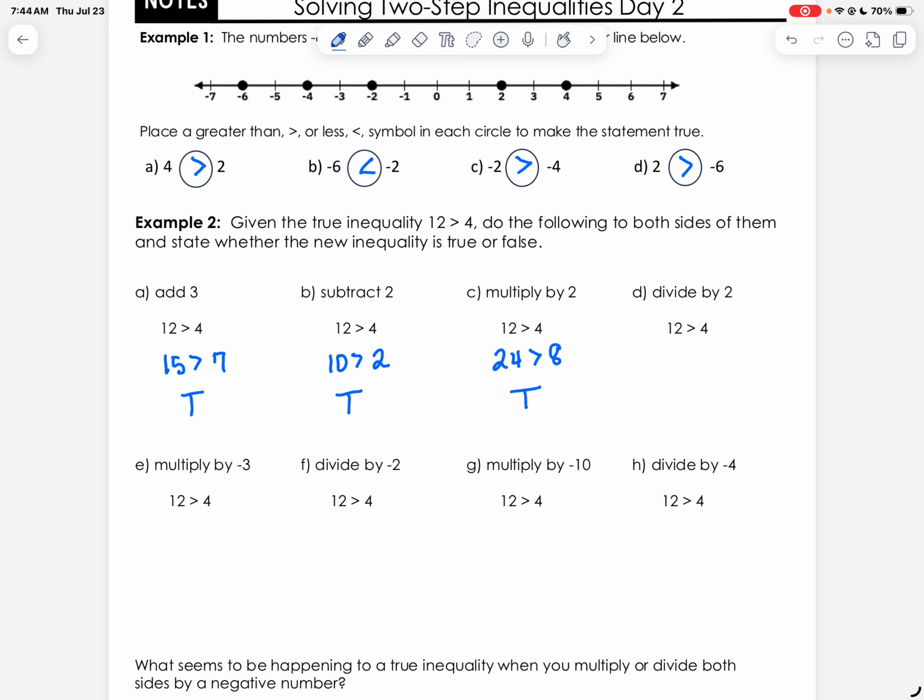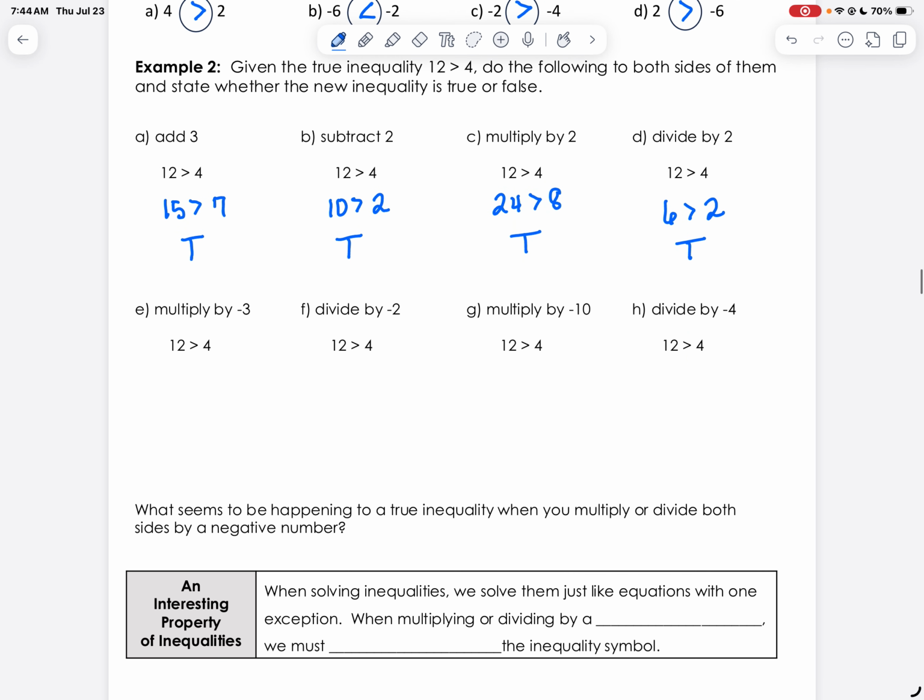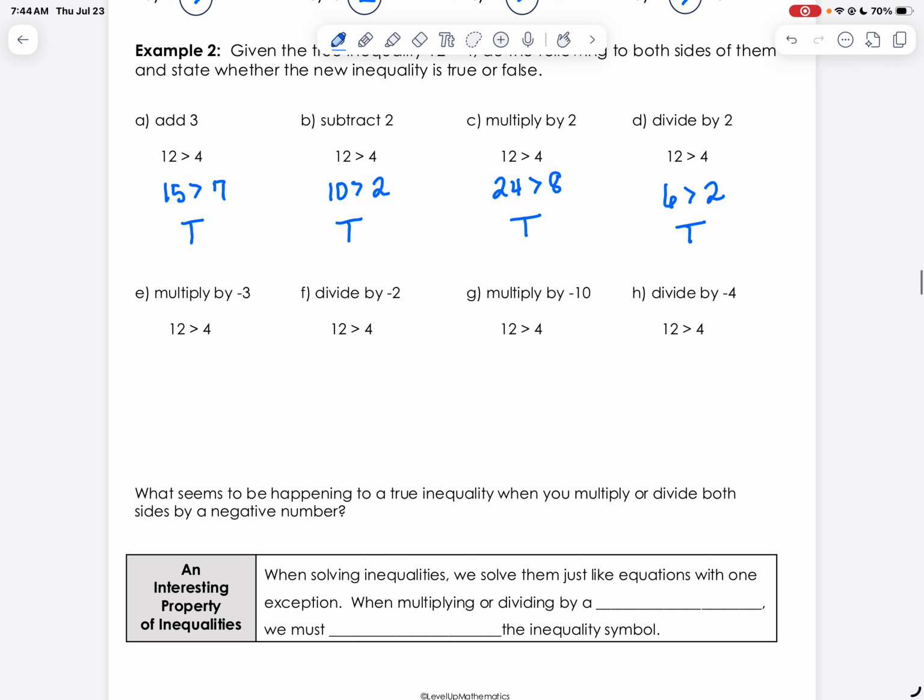What happens when we divide by 2? 12 divided by 2 is 6. 4 divided by 2 is 2. 6 is still greater than 2. So this inequality is true. All right, problem E. Let's talk about what happens when we multiply by -3. So 12 times -3 is -36. And 4 times -3 is -12.